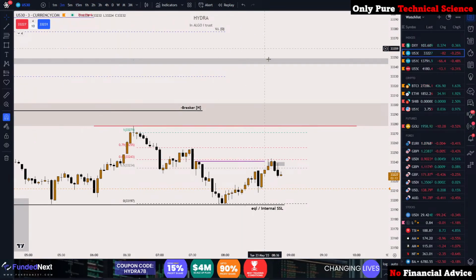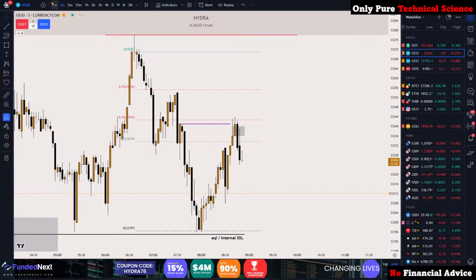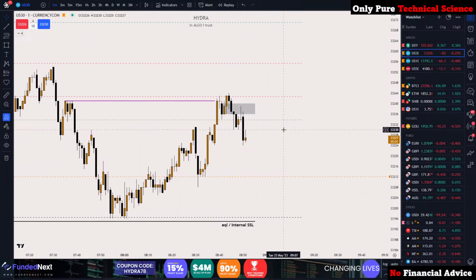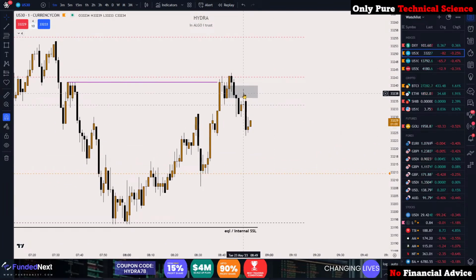And on US30, okay, price retraced back to this breaker block again, and this retracement happened inside of our ICT macro, 8:50 to 9:10, I guess. That's another ICT macro, and beautiful drop, to be honest.